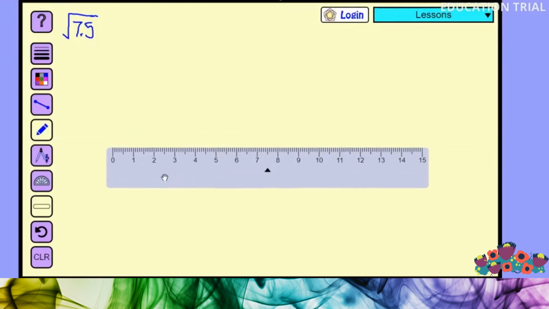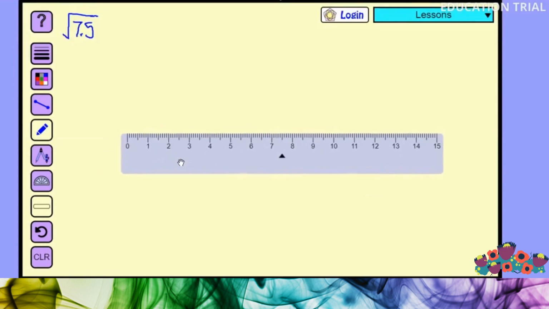So I am drawing the line segment of length 7.5 here. Here I have taken 1 unit as 1 centimeter. So for drawing 7.5 units, I am drawing 7.5 centimeters. So I am drawing 7.5.